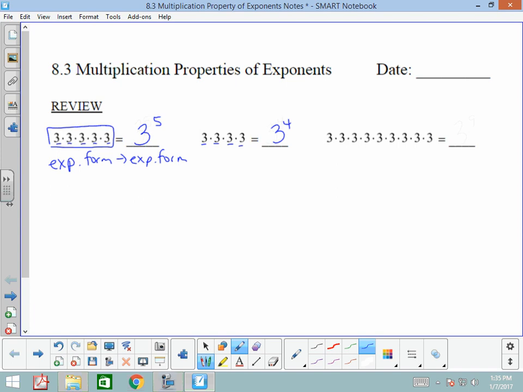Here we have a lot more 3's. So 3 is our base, because it's what's being used as a factor, and it's being used as a factor 1, 2, 3, 4, 5, 6, 7, 8, 9 times. Okay, so that's how you go from expanded form to exponential form.